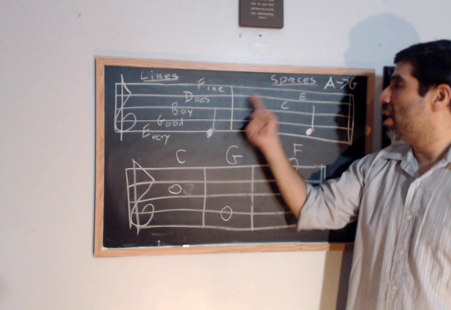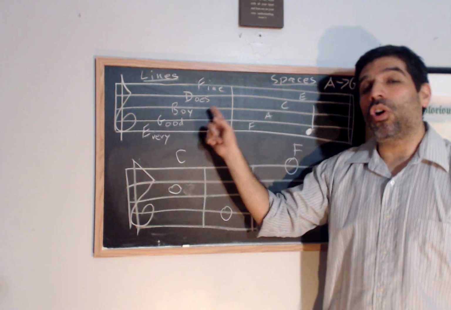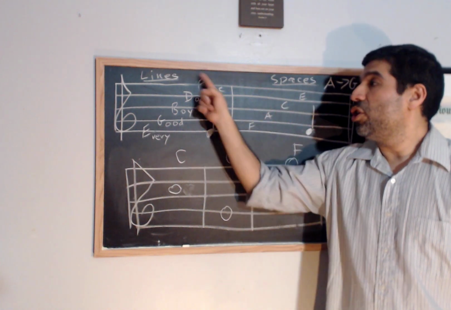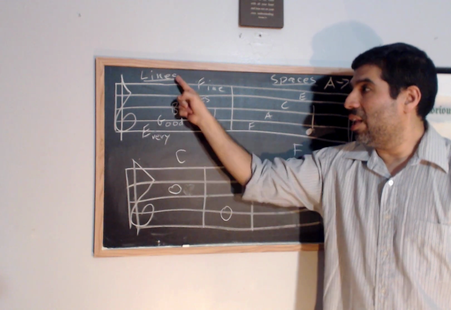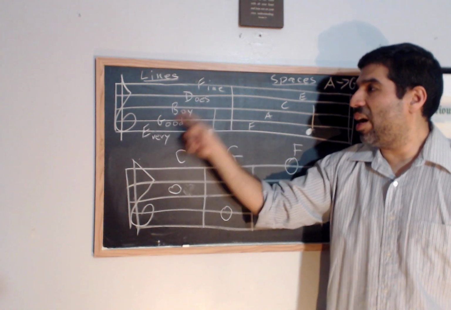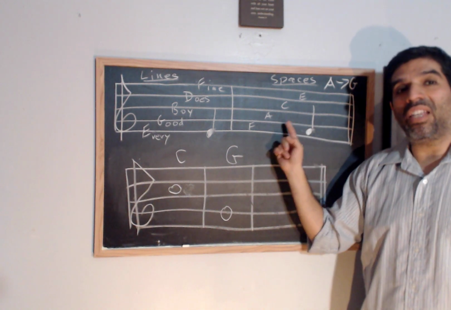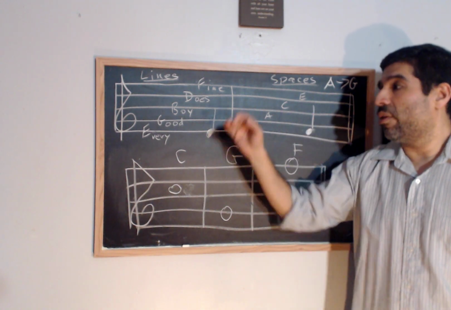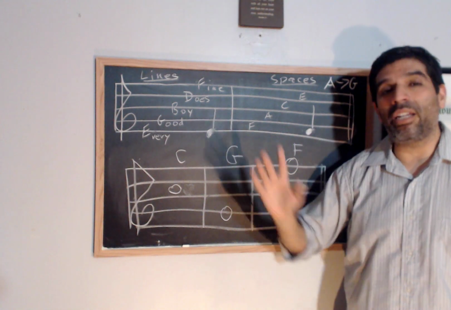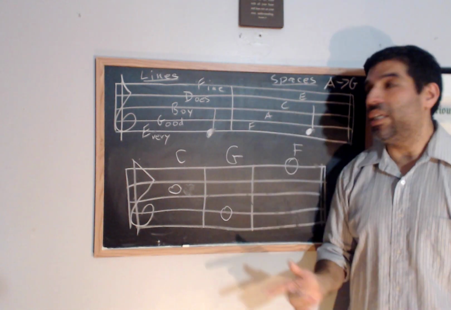But make sure, first and foremost, you memorize your lines formula: Every Good Boy Does Fine, E, G, B, D, F, and your spaces formula: FACE, F, A, C, E. Going from the bottom line or from the bottom space and working your way up in the staff.